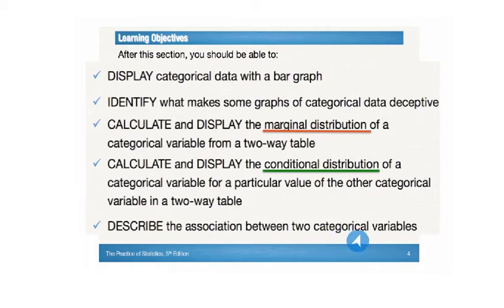So remember, categorical variables from the last video, from the last section, we're basically putting things into categories, so they do not have numerical values.